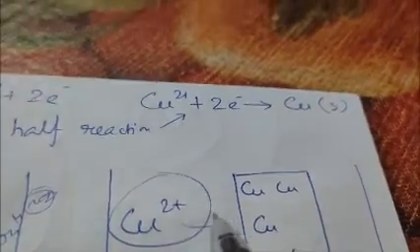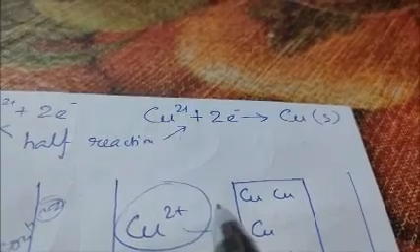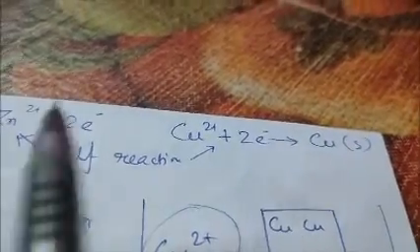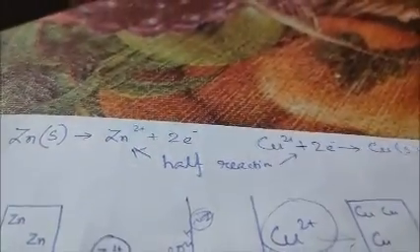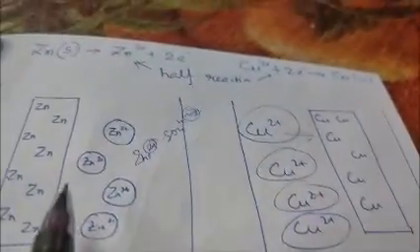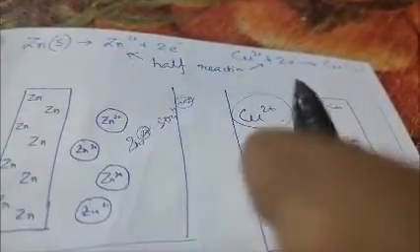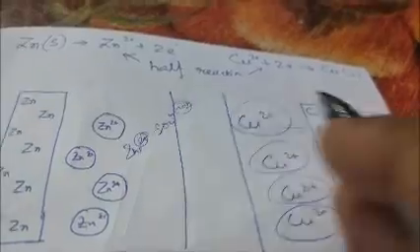So copper 2 plus is going to deposit over it by gaining the 2 electrons. So this is a half reaction, and this is a half reaction. It means that 2 chambers are there, and 2 half reactions are going on there. So the problem will come in this case.